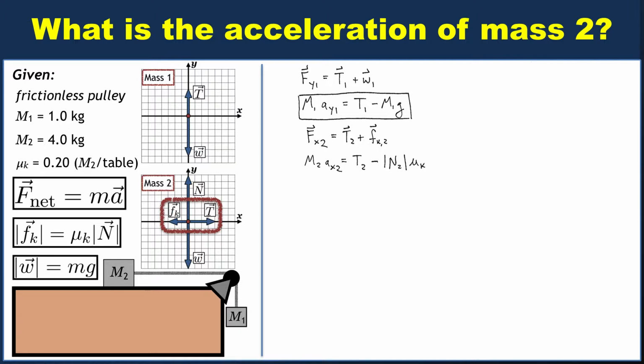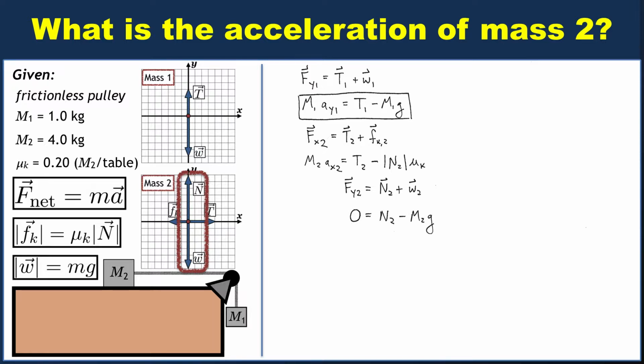Now to proceed, we actually have to work out an expression for N2. Well, we can do that by considering the vertical forces on mass 2, right? So let's consider the vertical direction there. The total force, Fy2 in the y direction on mass 2, is the sum of the normal force and the weight force, both added as vectors.